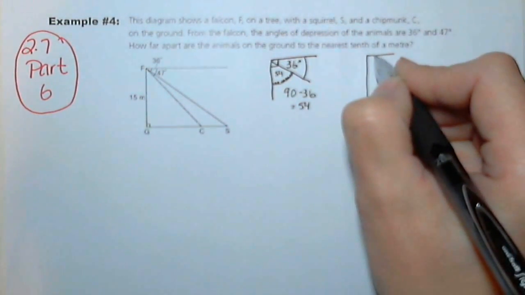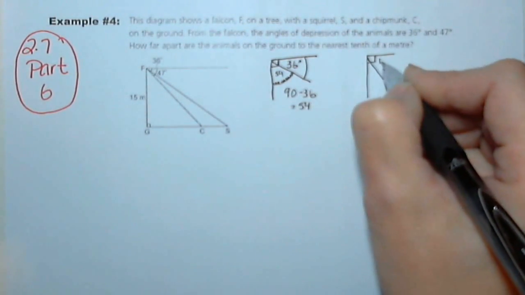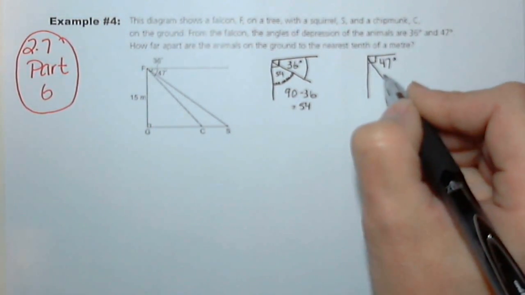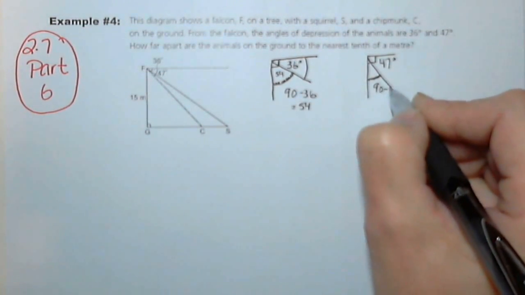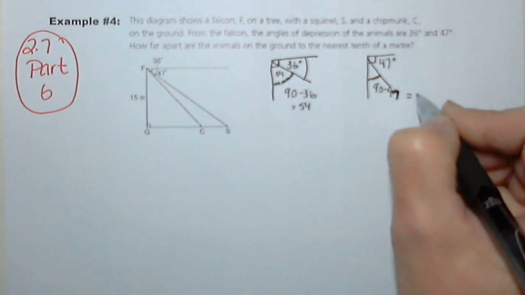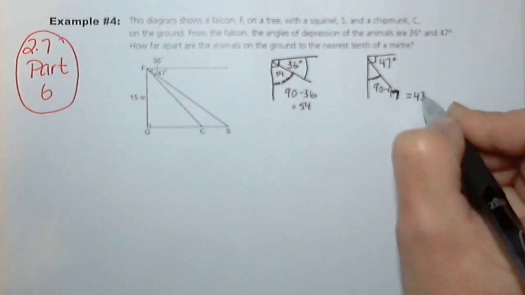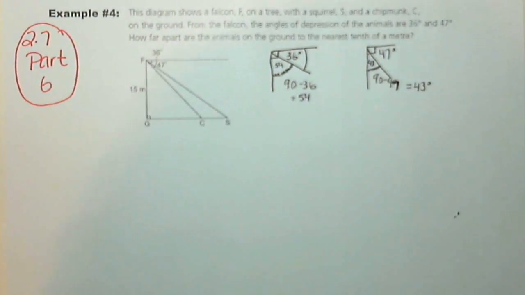Likewise, if I had the same right angle, and I instead took a piece out of the top that was 47 degrees, this bottom piece here would be 90 minus 47, which would be 43 degrees. This is going to be useful information in a moment.